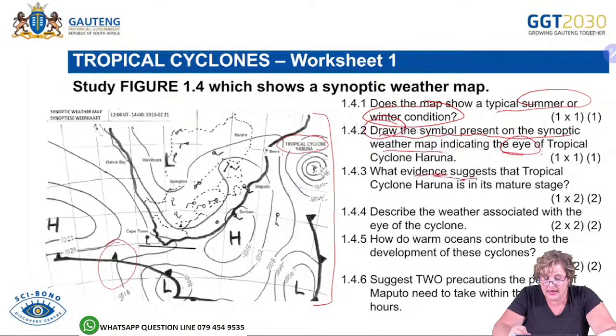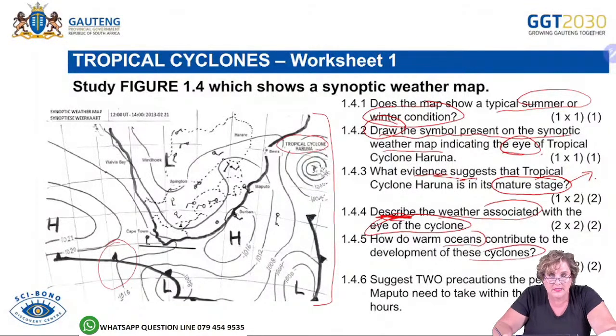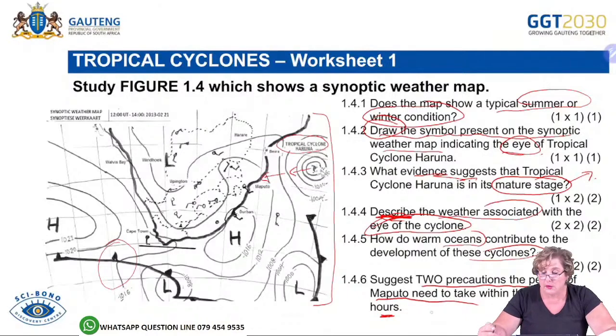Remember, they can ask you to draw something. What evidence is there that indicates it's the mature stage? Remember what I said you need to look at? You look at the air pressure. Describe the weather in the eye of the cyclone. Describe. You must write sentences. How does a warm ocean contribute to the development of these cyclones? And suggest precautions the people of Maputo need to take within the next 24 hours. Remember, this tropical cyclone is approaching Maputo. Now you want to prepare the people.